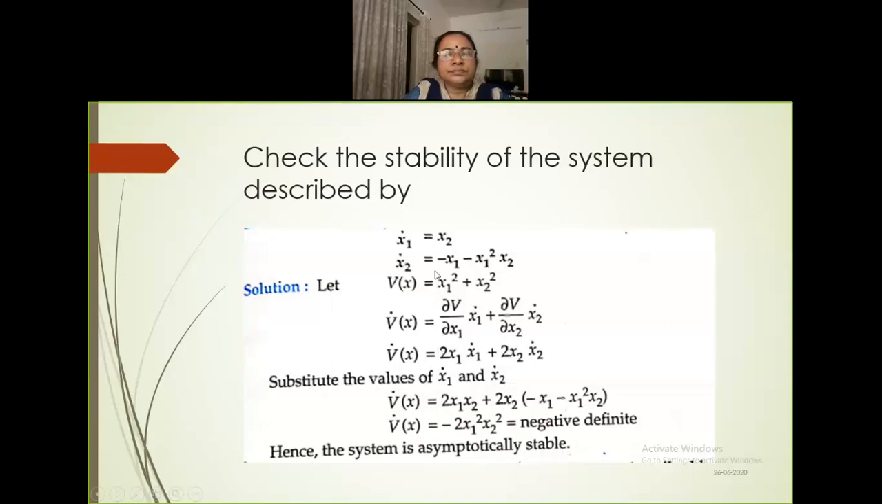Clear? Please respond. Simple one. Assume this function. Then find the partial derivatives. Put the values of x1 dash and x2 dash. Check whether V dash x is negative definite. If you get V dash x as negative definite, then you can say the system is asymptotically stable. Okay.